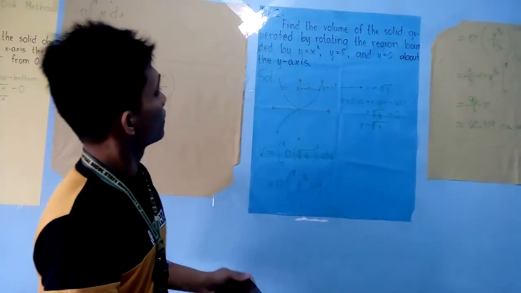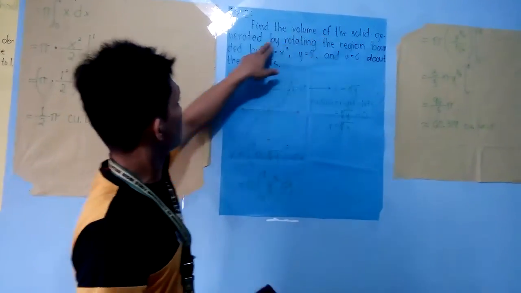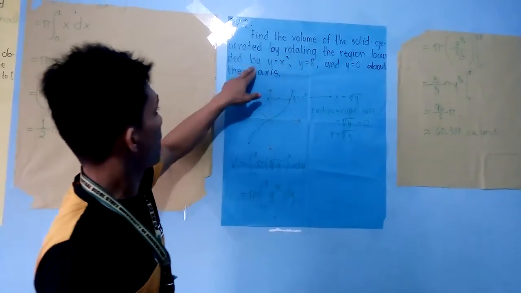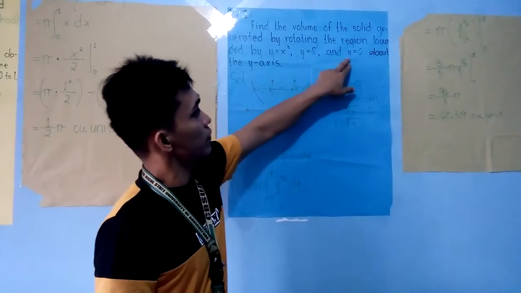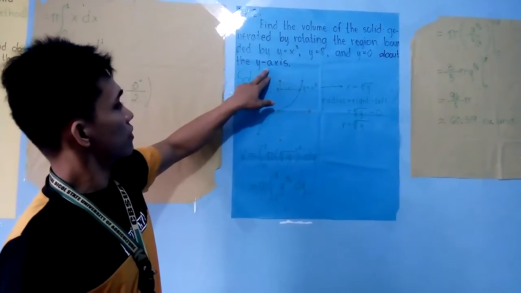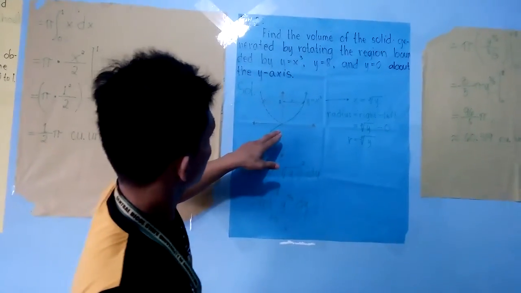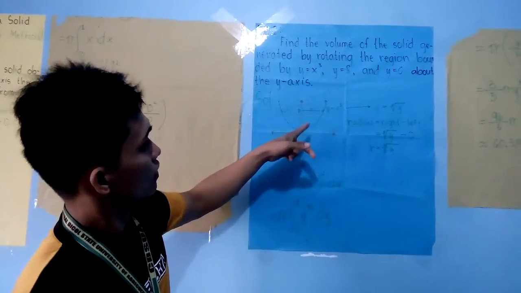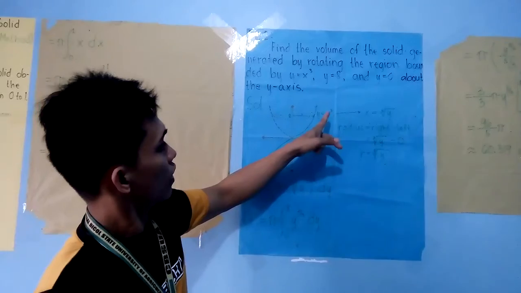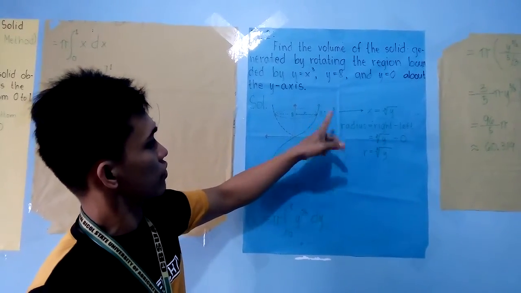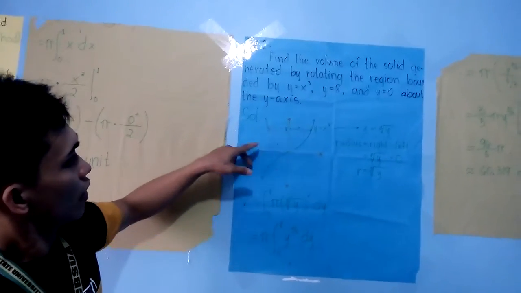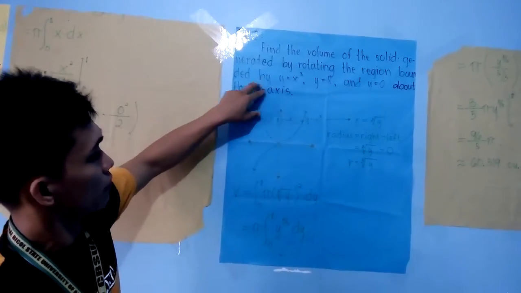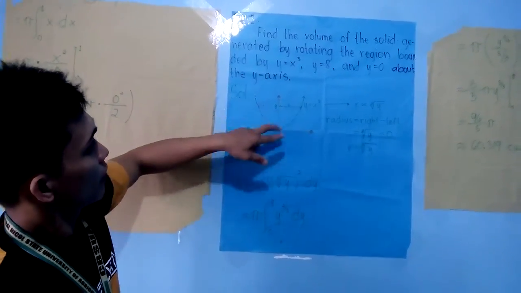Another example here, find the volume of the solid generated by rotating the region bounded by y equals x cubed, y equals 8, and y equals 0 about the y-axis. It is more like example number 1, but since it is y equals x cubed and about the y-axis, when we graph the function y equals x cubed, it will look like this.